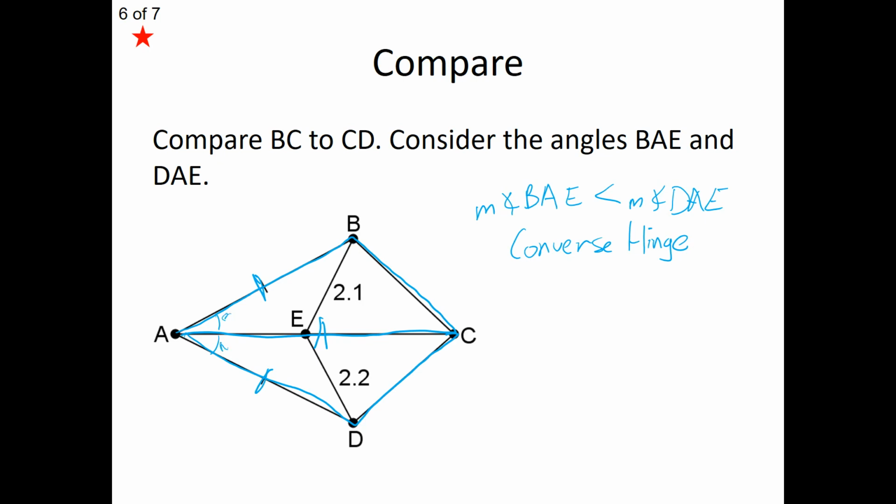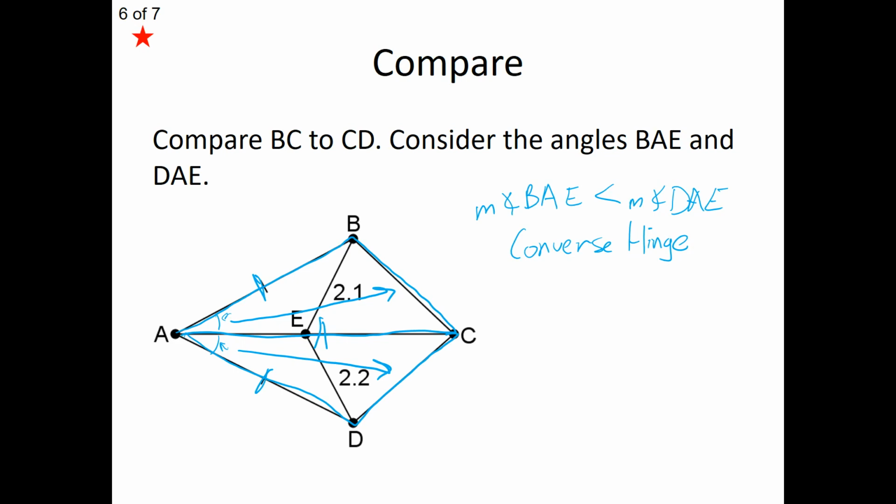Remember, we were able to compare these two angles, BAE and DAE. That's what we just figured out with converse hinge. And since I have a comparison of the included angles, I can compare the sides opposite of those included angles. In other words, I can compare side BC to side CD.